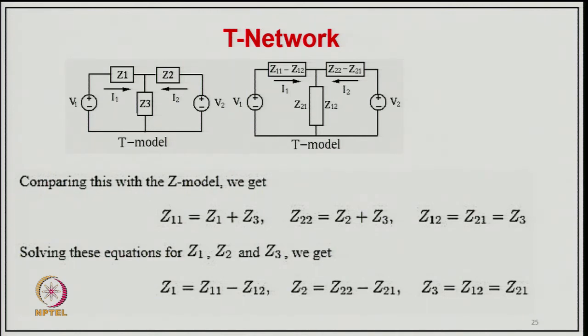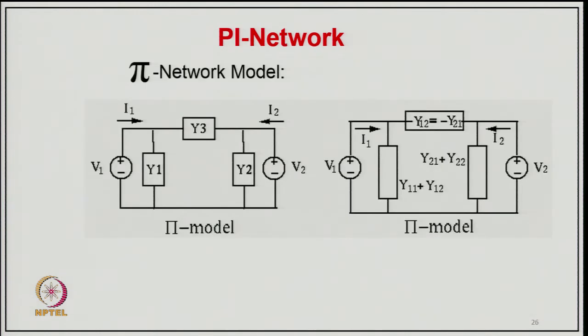So, solving these equations for Z1, Z2, Z3, we can say Z1 equals Z11 minus Z12, and Z2 equals Z22 minus Z21, and Z3 equals Z12, where Z12 equals Z21. So, these are the equivalent parameters represented in terms of that. Now, coming to the pi network, which we normally represent in terms of this pi model in admittance parameters.